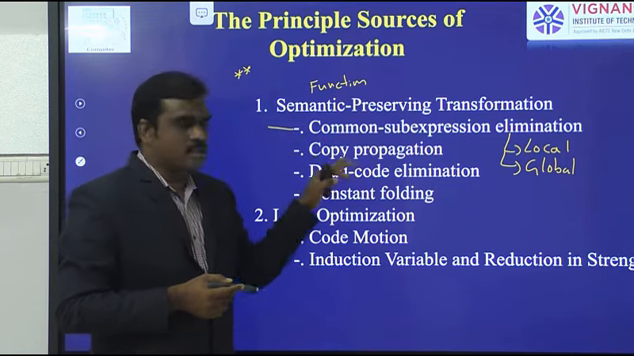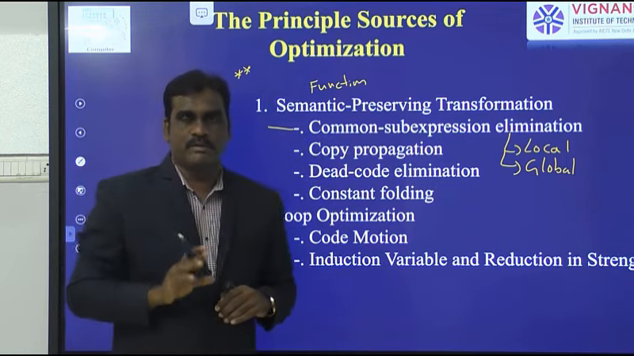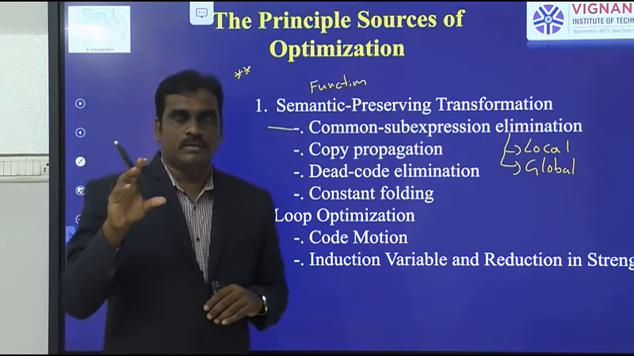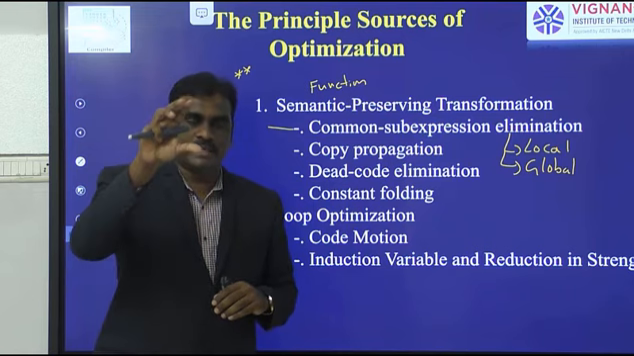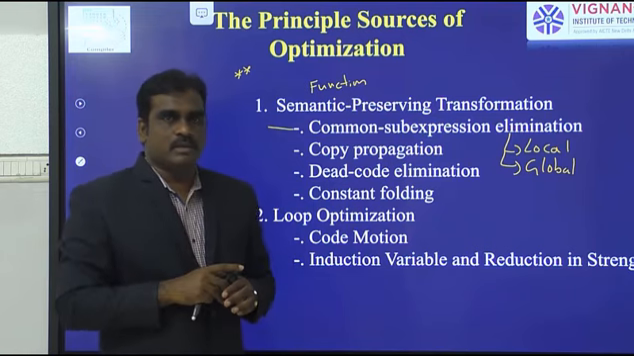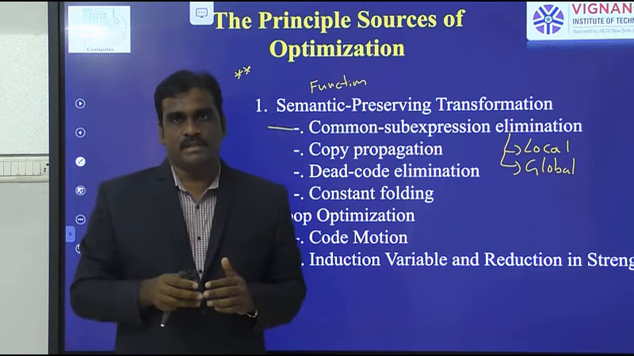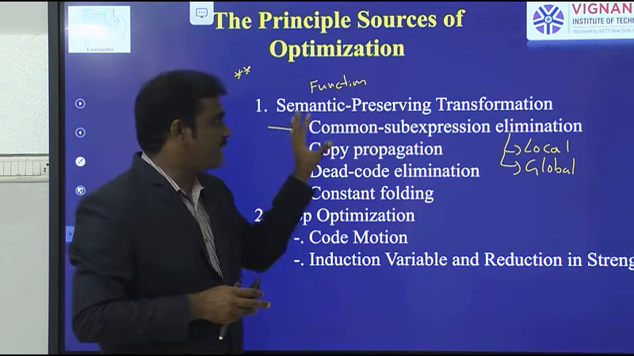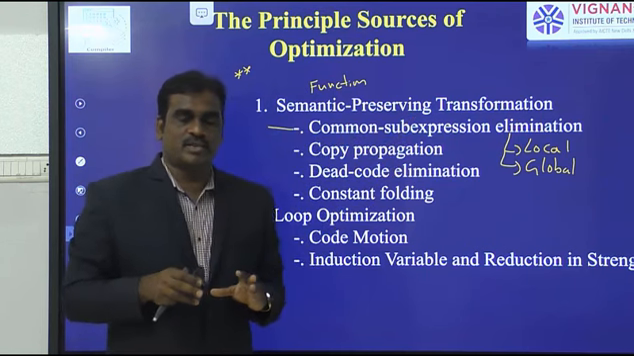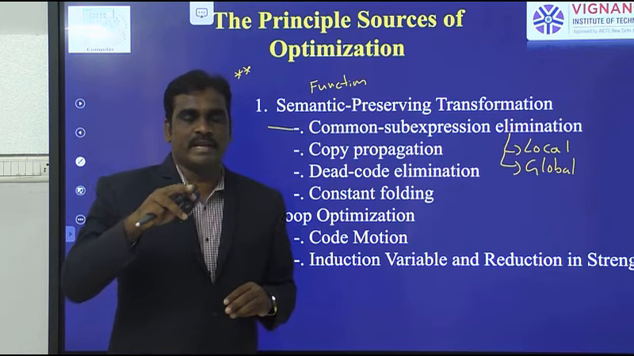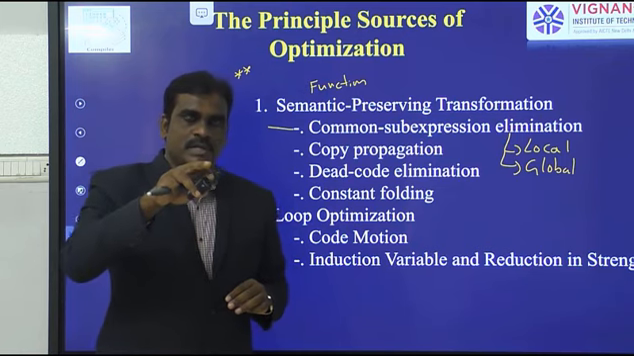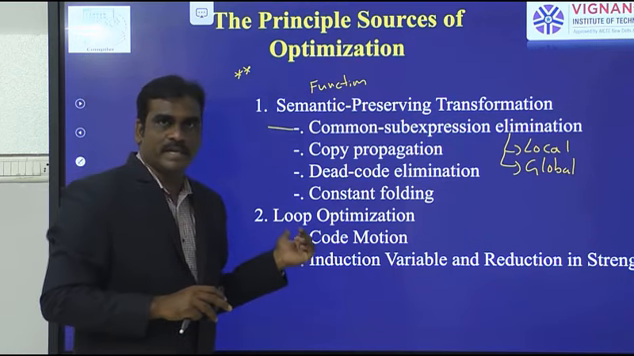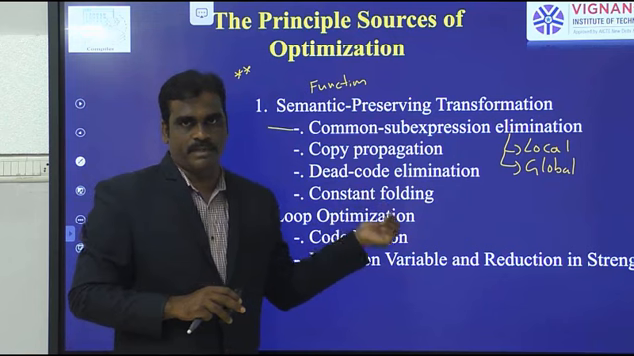In this case, the input is a flow graph. First we optimize each and every block, and that we can call local optimization. In that case we are using the first part, that is semantic preserving transformation. And the next one is loops. Whenever any flow graph contains some loops, then we have to optimize the loops also. That's why the second one is loop optimization.